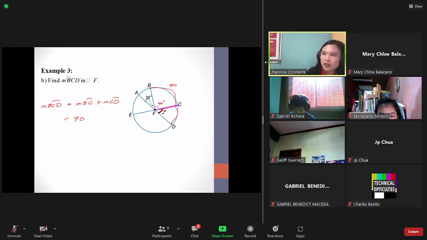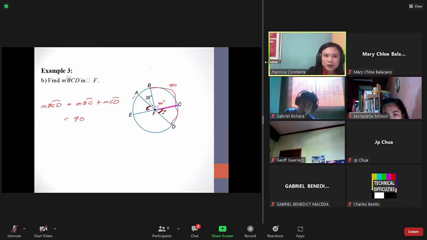So we can use the vertical angle to find the angle. Vertical angles are equal. So we can use the vertical angle, but before we do, we need to find out the measurement of this angle.